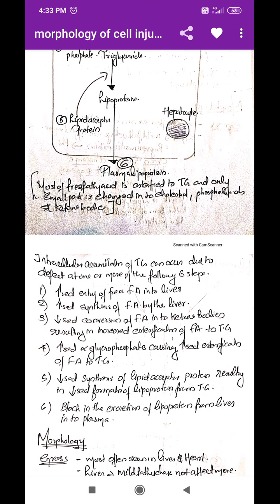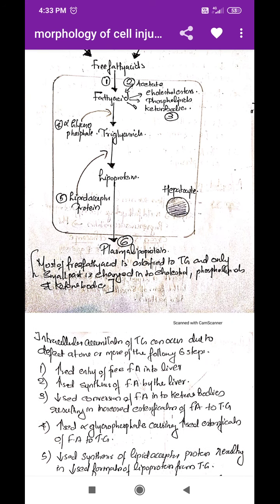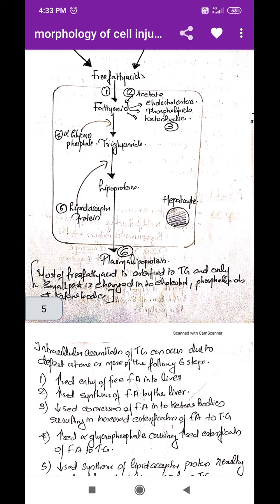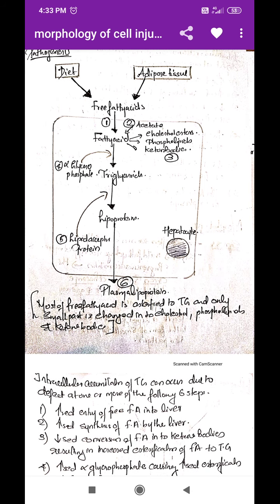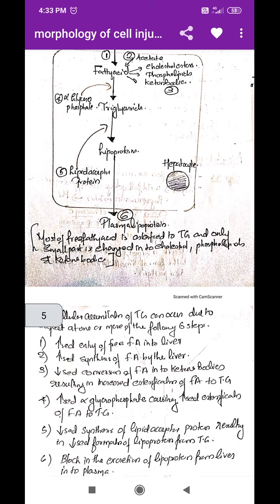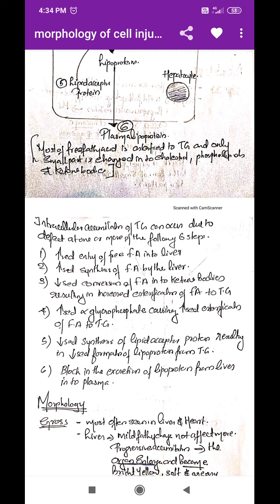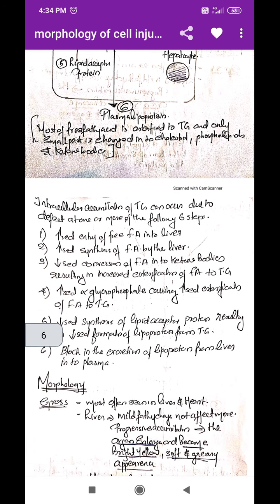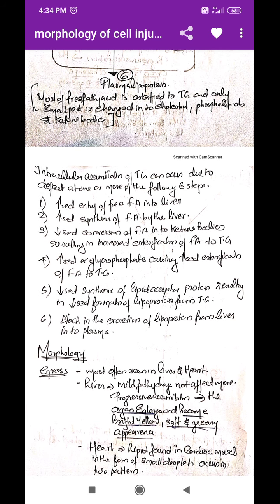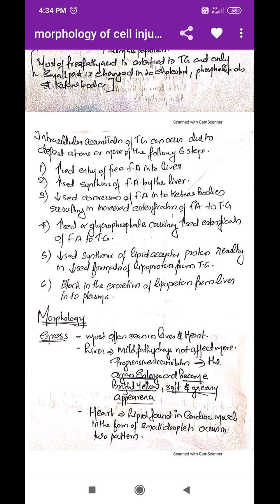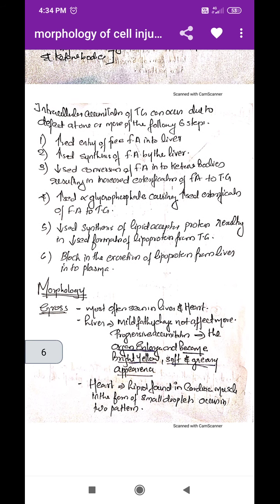Okay, if there is any defect in these steps, it will lead to accumulation of triglyceride in the liver, which causes fatty liver. Let's move on to the morphology of fatty change or steatosis. Grossly, it is most often seen in liver and heart. In the liver, mild fatty change is not much affected, but if it is progressive, the fatty acid accumulates in the liver and leads to enlargement of the organ, which becomes bright yellow with a soft, greasy appearance.